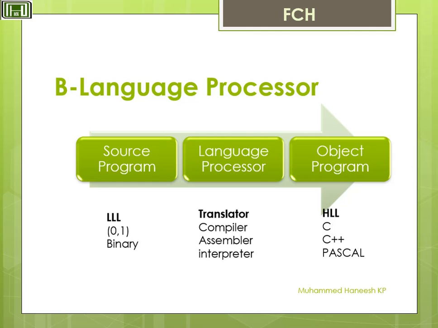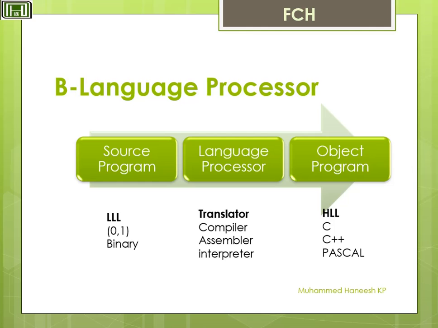Examples of translators are compiler, assembler, and interpreter. First one, compiler. A compiler accepts a program written in a high-level language as input and produces its machine language equivalent as output. Example: C, C++, Pascal, etc. Now moving to assembler. It is a more convenient language using some codes called mnemonics, symbols such as add for addition, sub for subtraction, for each machine instruction. Such a mnemonic language is called assembly language.